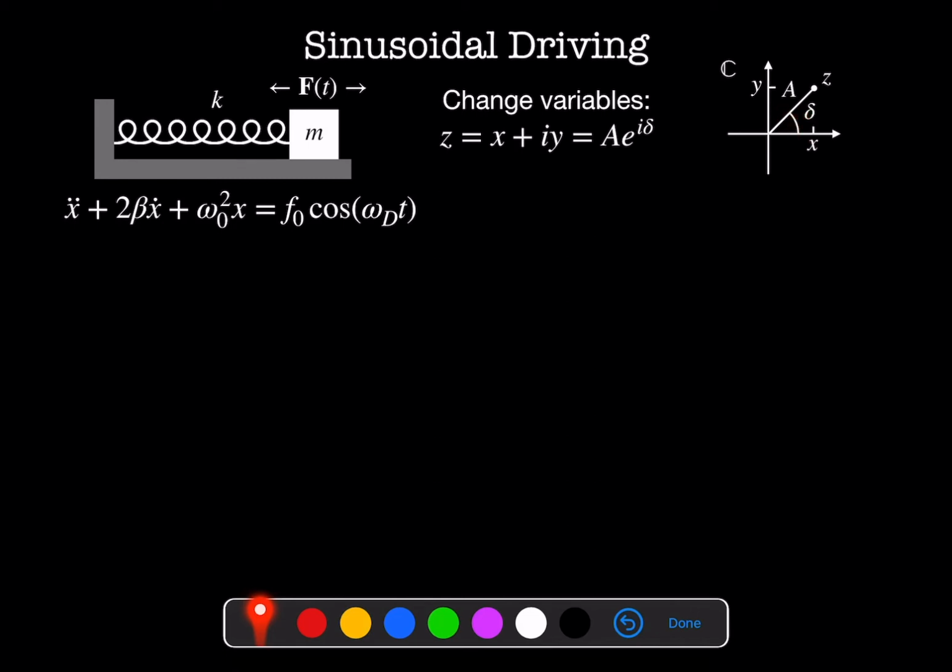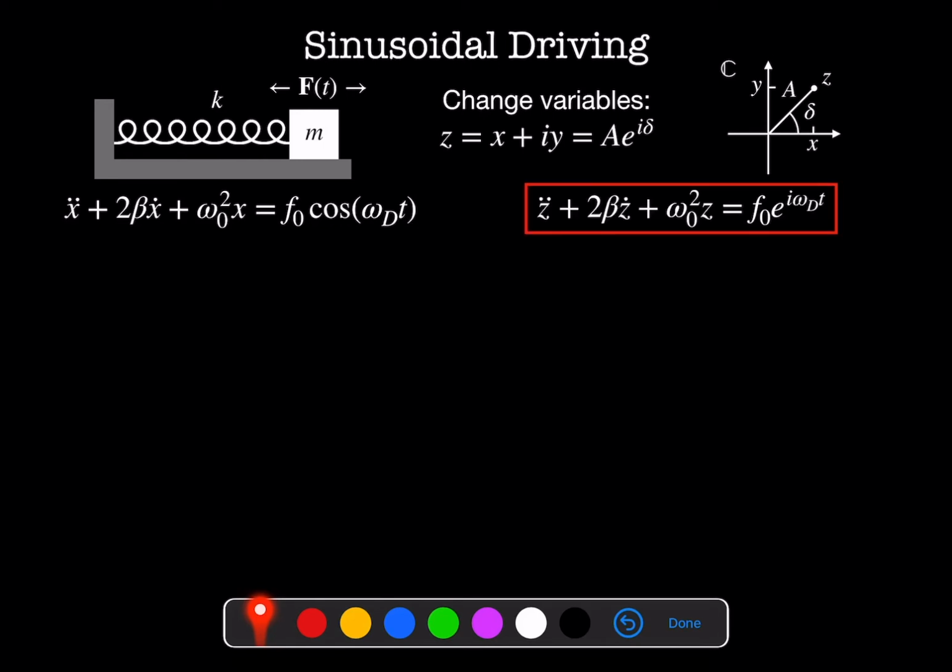So now if I want to write down a solution for my differential equation, I can write down a function in terms of z. So this is going to be z double dot plus 2 beta z dot plus omega naught squared z is equal to F naught e to the i omega_d t. Since our driving force goes like e to the i omega_d t, it makes sense that we pick a solution that goes like e to the i omega_d t. So let's guess our solution: z is equal to C e to the i omega_d t.